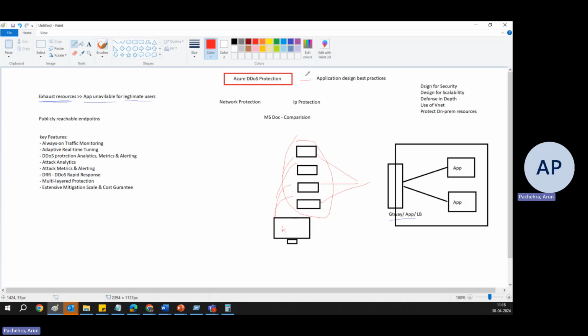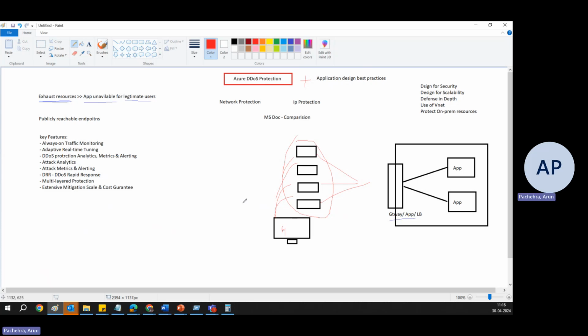Azure DDoS Protection combined with application design best practices. Because if you just enable Azure DDoS Protection, it will not guarantee that it will protect your application and that legitimate users will be able to reach it. You have to design your application as per the best practices on cloud to protect your application from DDoS. Let's take an example to understand.